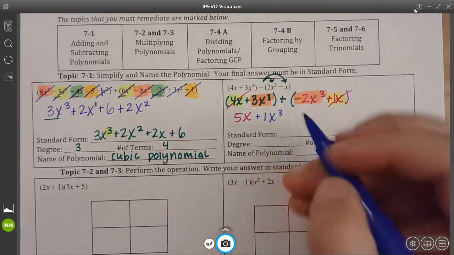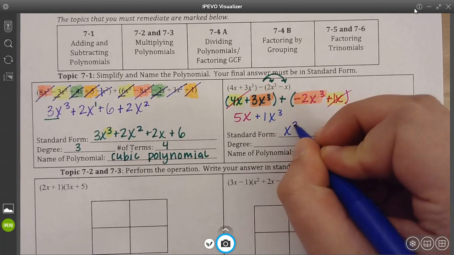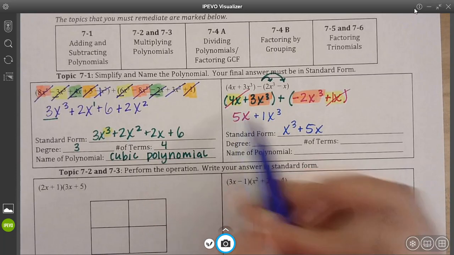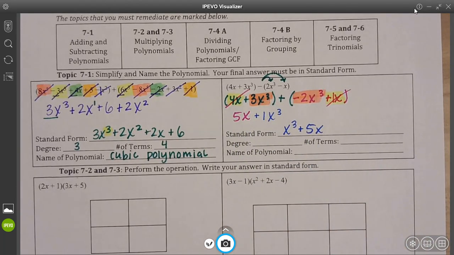Remember to write our answer in standard form. The highest exponent has to go first. So I'm going to do x cubed plus 5x because this was a positive, so it's a plus 5.